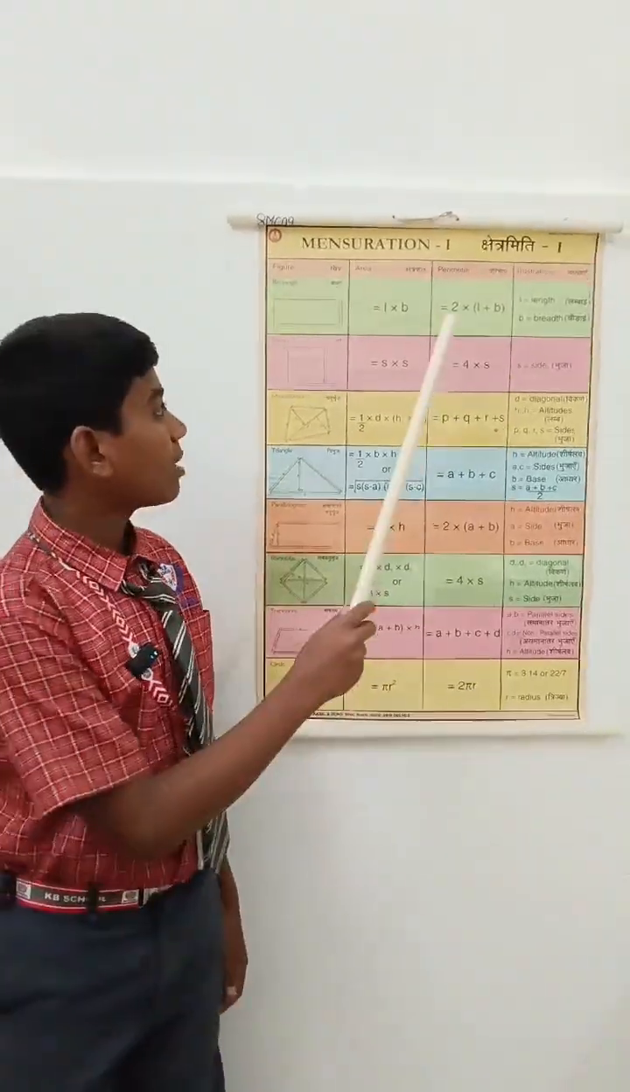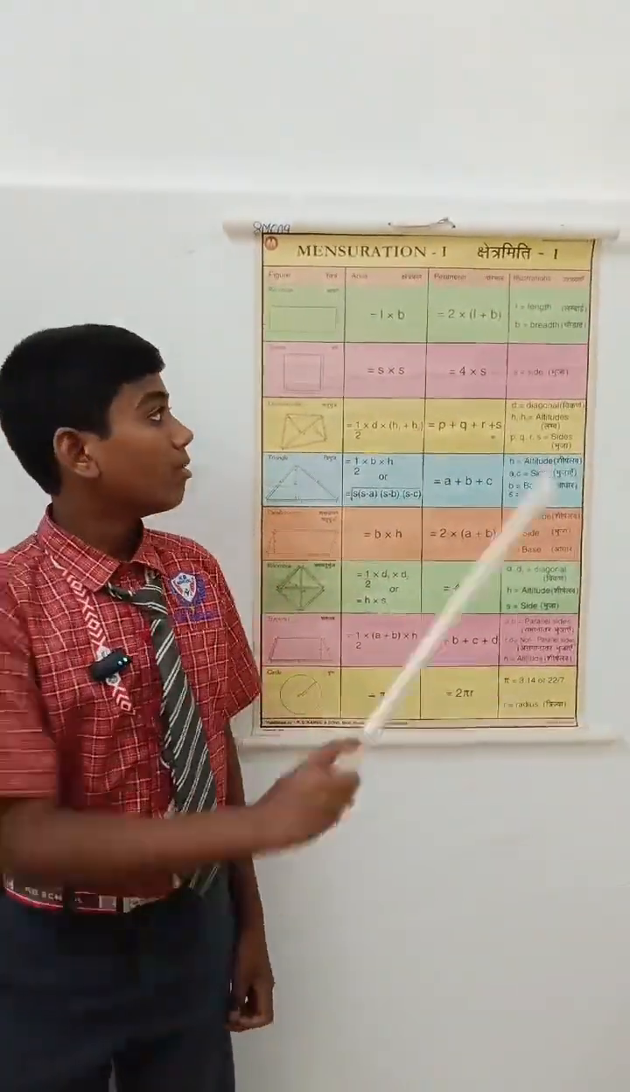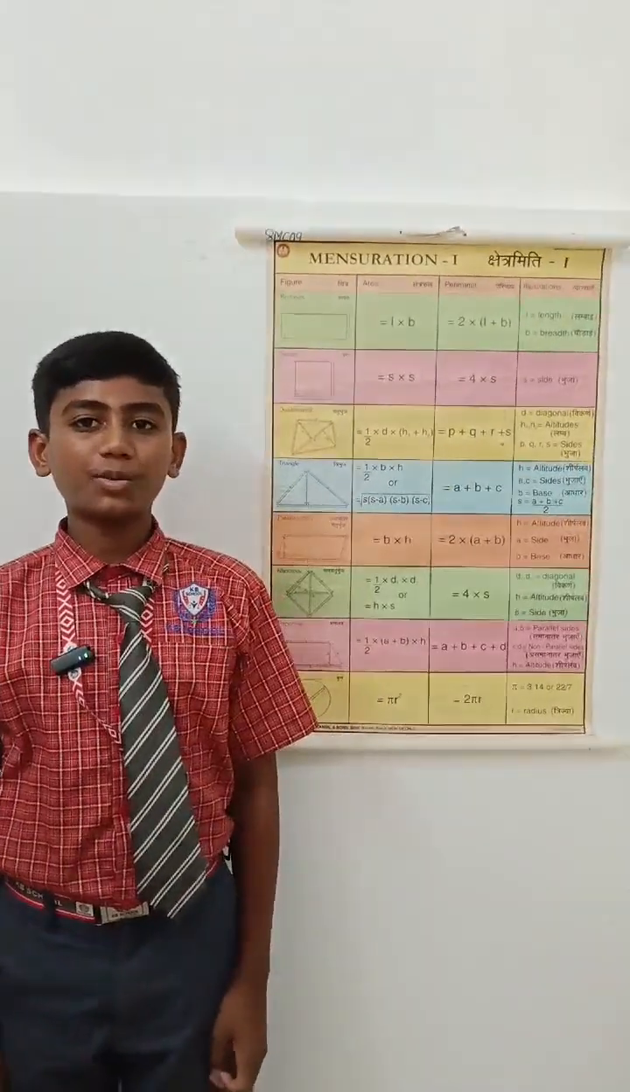Now I am going to explain about area and perimeter of plane figures. Rectangle. Area of rectangle: L into B. Perimeter of rectangle: 2 into (L plus B), where L is equal to length, B is equal to breadth.